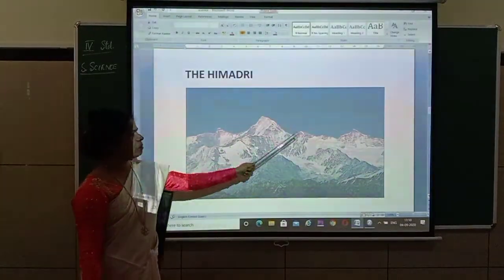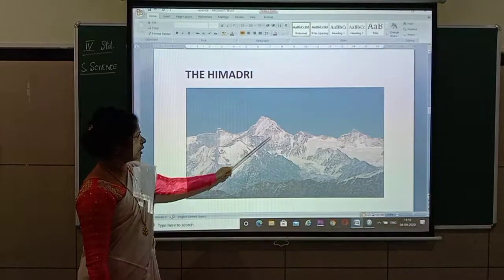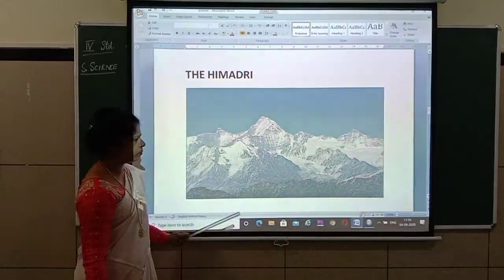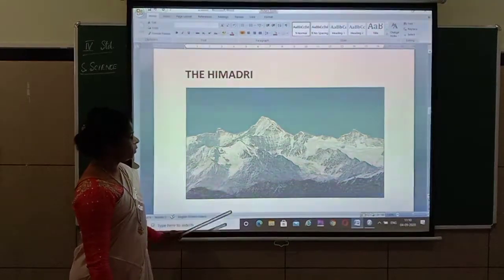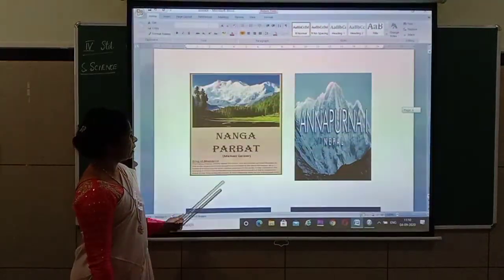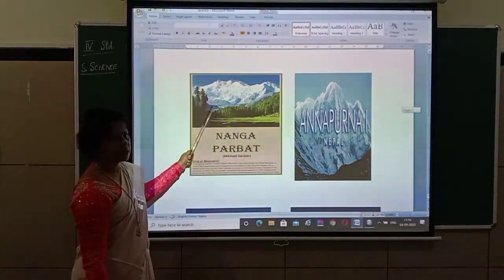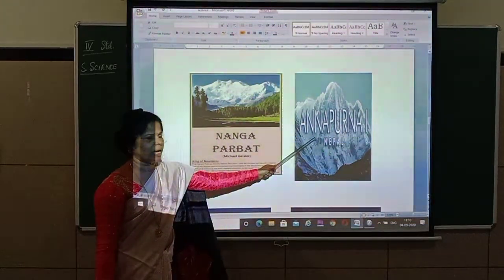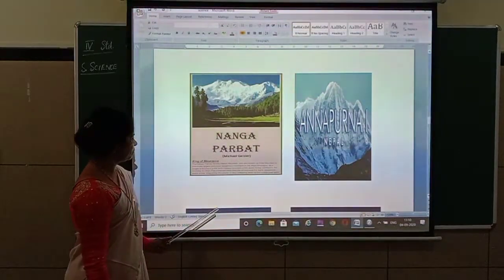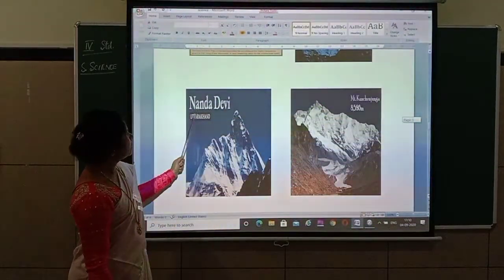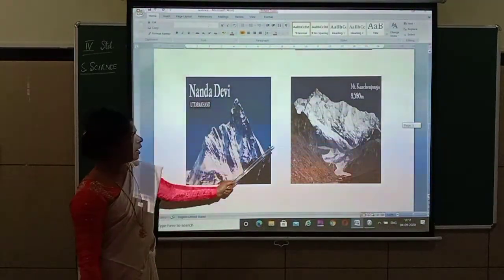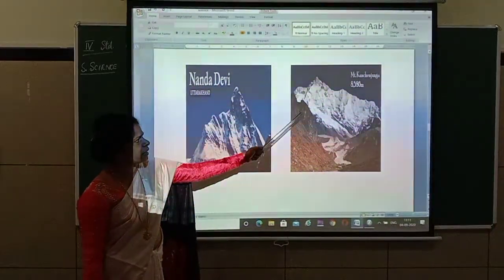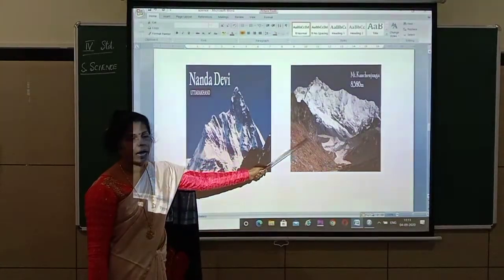Now let us see this Himadri. This is the Himadri mountain range. Can you see this? The Himadri mountain range is full of snow. It is covered fully with snow. And this includes, see, what is this? Nanga Parbat. Then Annapurna in Nepal, you can see that. And Nanda Devi in Uttarakhand, as well as Mount Kanchenjunga. It is 8,586 meters in height.